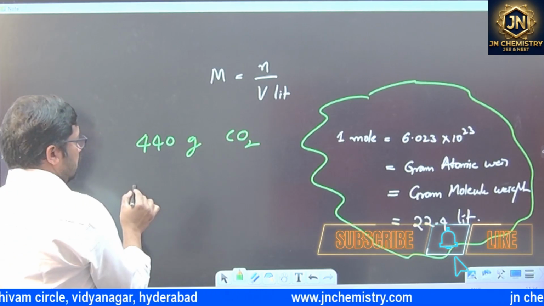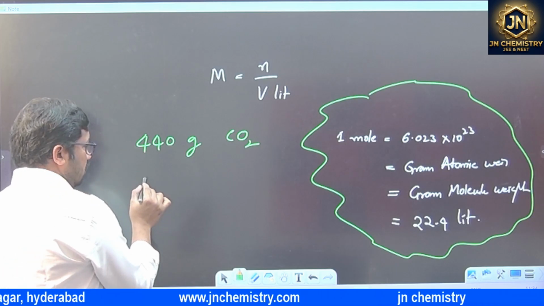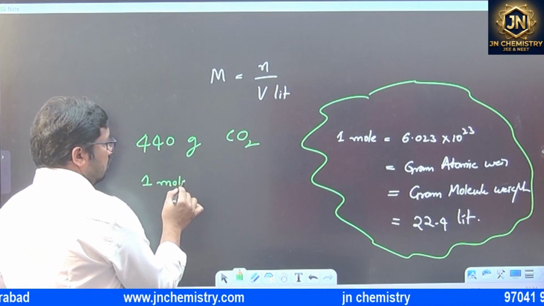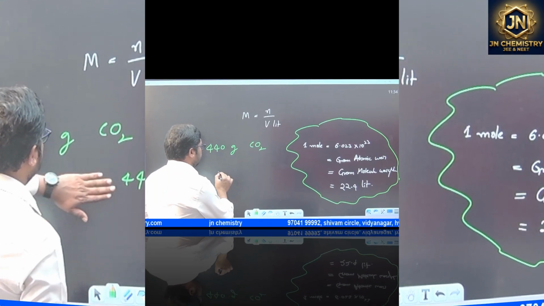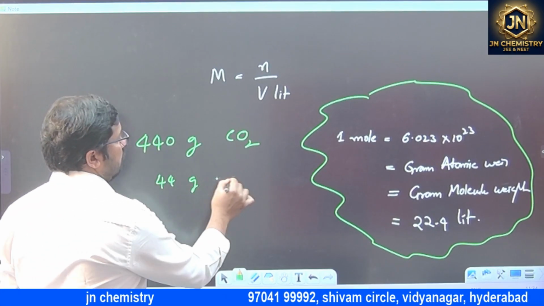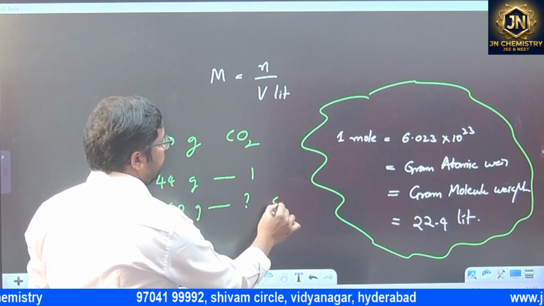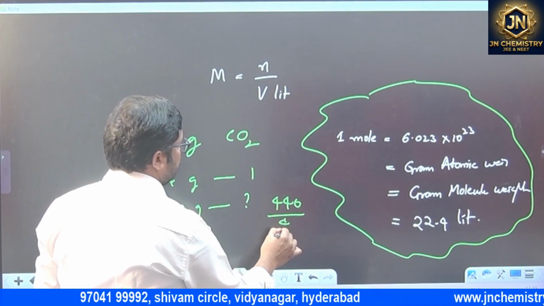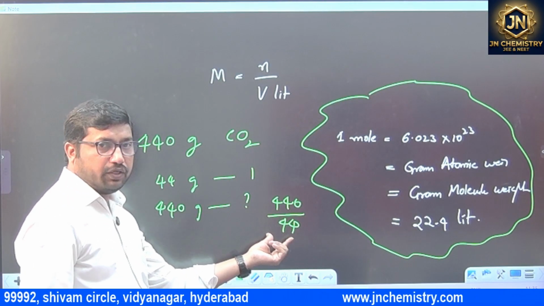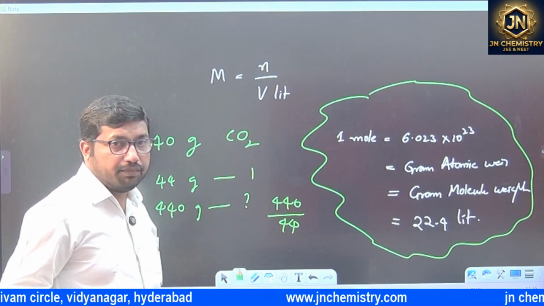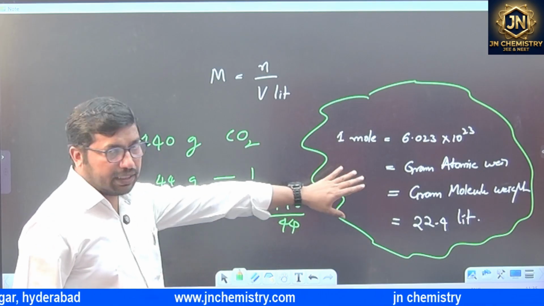How do we do it? One mole is equal to 44 grams, right? So otherwise, let's do it like this: 44 grams is 1 mole, so 440 grams is how much? It means 440 by 44. So from here we derived the equation. This is given weight by molecular weight. That's the reason we always think that number of moles means weight by molecular weight. But it's coming from here.